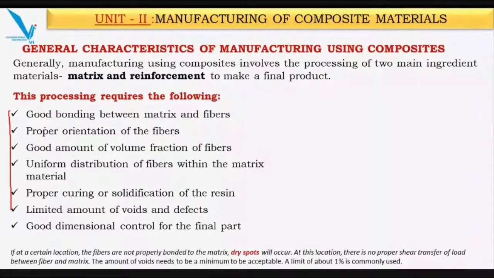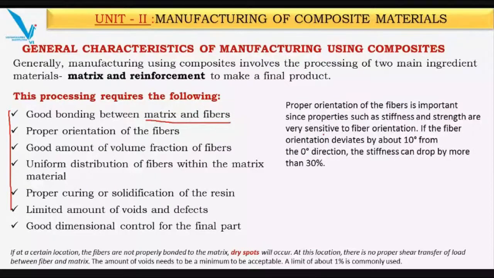And what are these requirements? Good bonding between the matrix and the fibers. This should be ensured. Otherwise, if there is a dry spot, then there will be delamination and cracks, and it may lead to catastrophic failure. So we need to ensure that during the process there is good bonding between the matrix and the fibers, and proper orientation of the fibers. This is important, because why is the proper orientation of the fiber important?